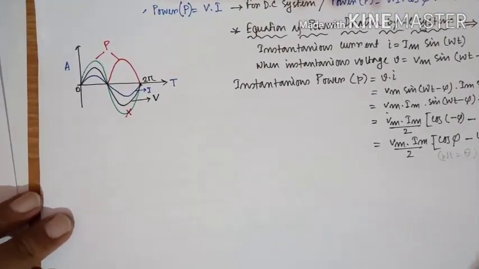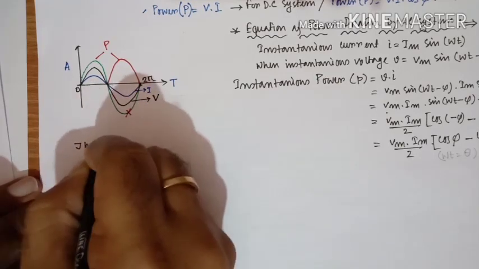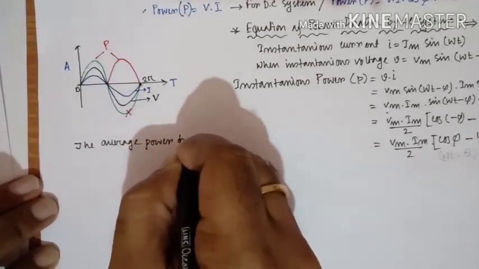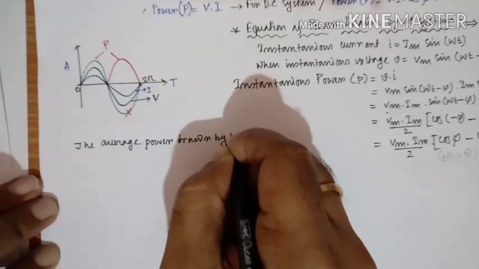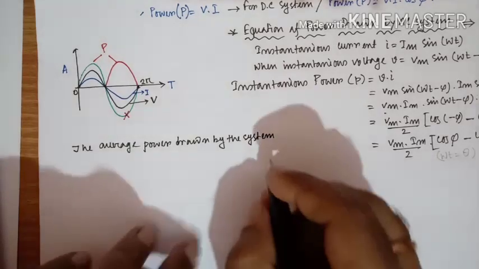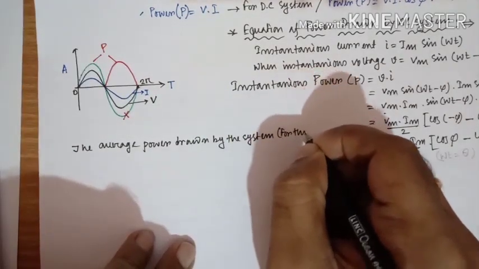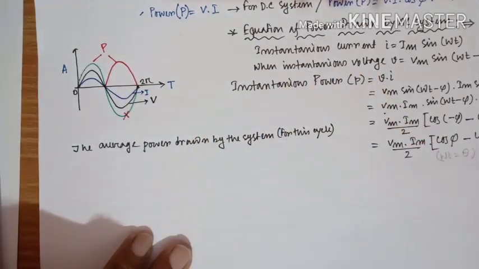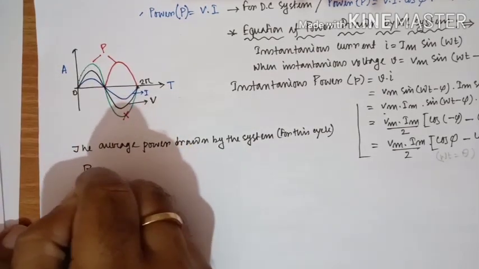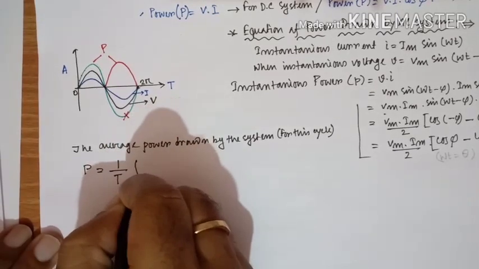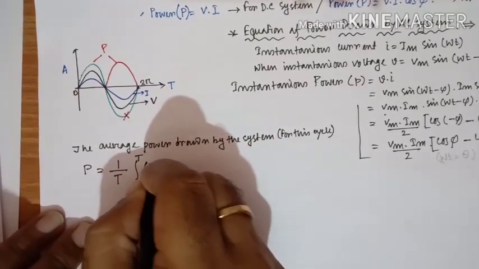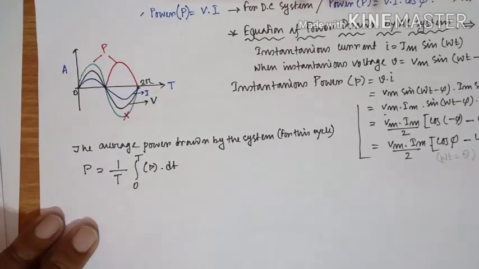the average power drawn by the system for this cycle, we can write down capital P is equal to 1 by T integration 0 to T, the time period, of instantaneous power into time domain dt.